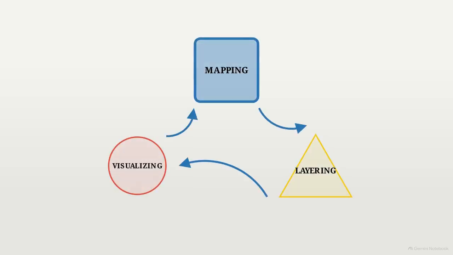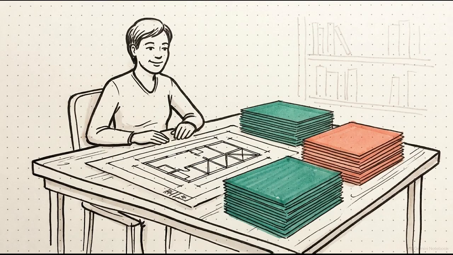Learning is a cycle of mapping, layering, and visualizing. When the structure of the information is clear, memory follows as a natural consequence.